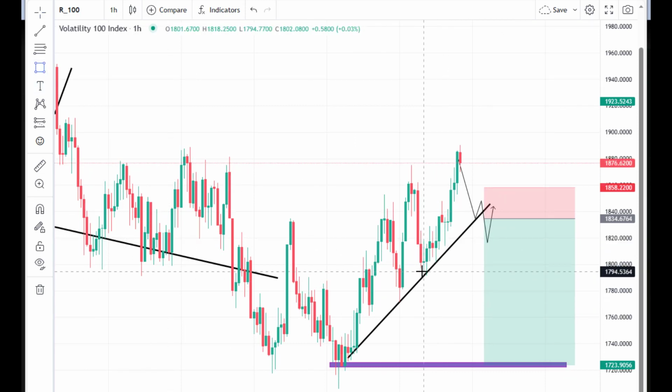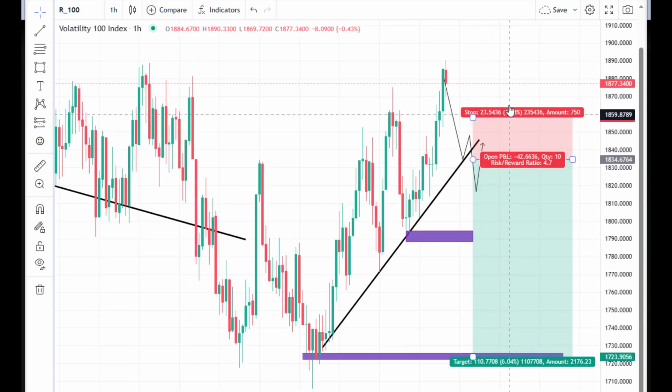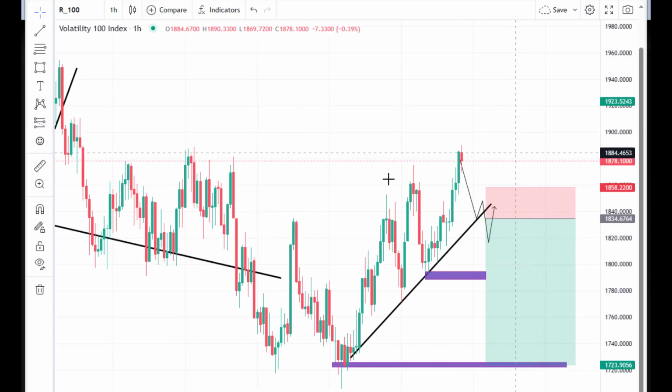Nevertheless, you can still have other targets. Maybe you have this as target 1, maybe target 2, and then target 3 could be here, so that by the time price is making here, you can also be locking your profits while price moves down. So that's basically how simple you can trade continuation breakout.